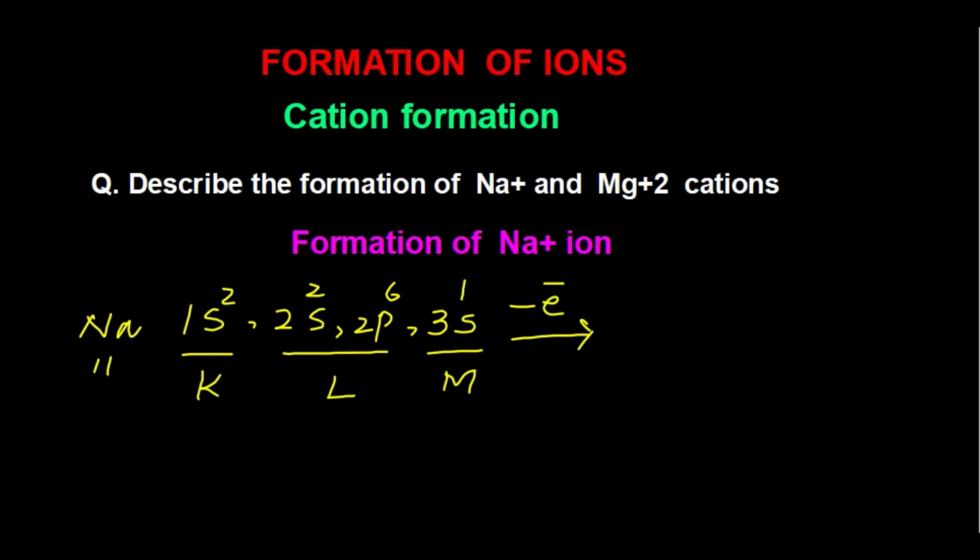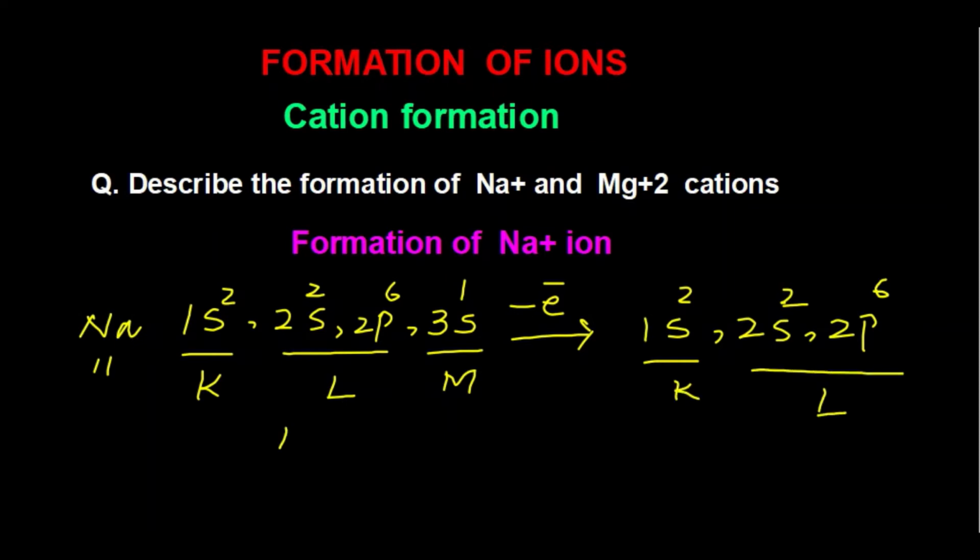After the loss of this electron, the electronic configuration of sodium would be 1s2, 2s2, 2p6. That is, in the K shell it has 2 electrons and in the L shell it has 8 electrons. Now it has 8 electrons in its valence shell. Now its electronic configuration matches with the noble gases like neon or argon. It means it has a complete octet in its valence shell. That's why it becomes stable.